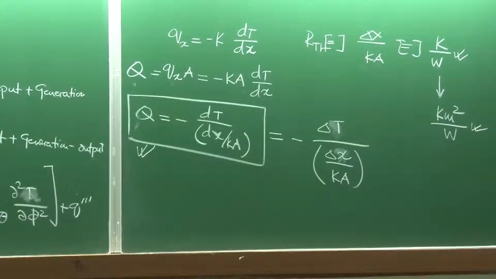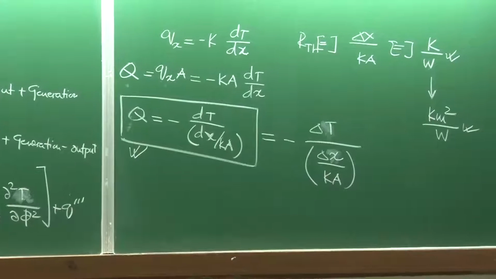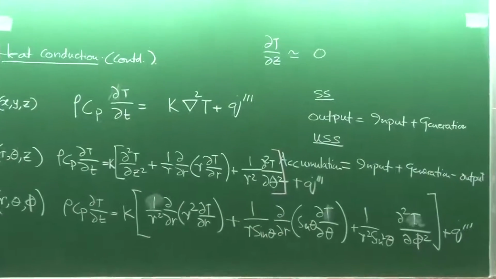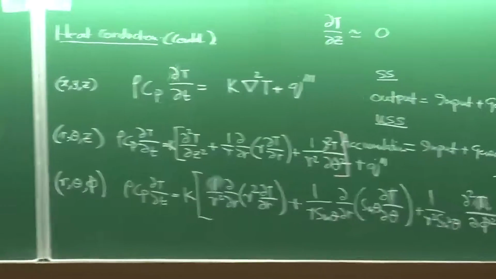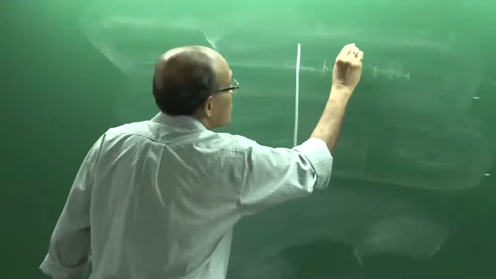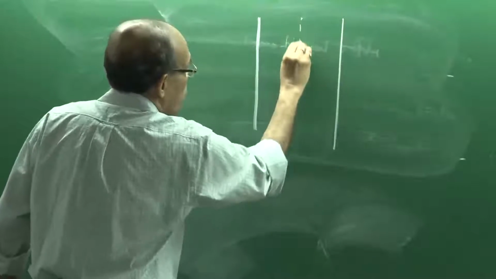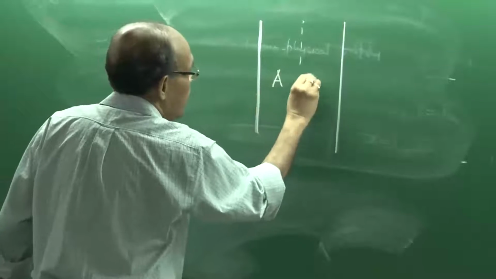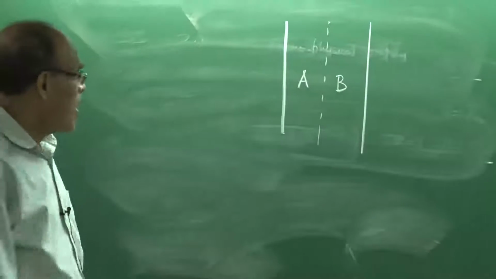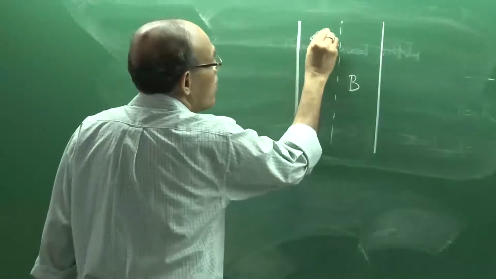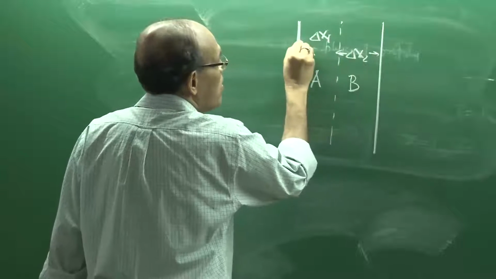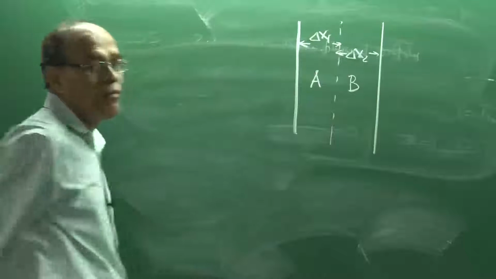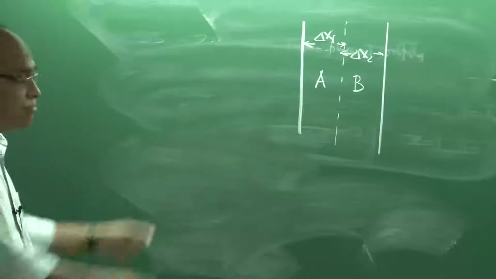Now, the application of this concept is very straightforward and beneficial. Suppose we have 2 different materials, okay? One is A, another is B. These are composite materials. And I say that this is delta x1 and this is delta x2. The span is still a one dimensional problem.